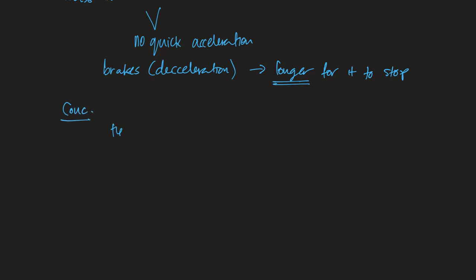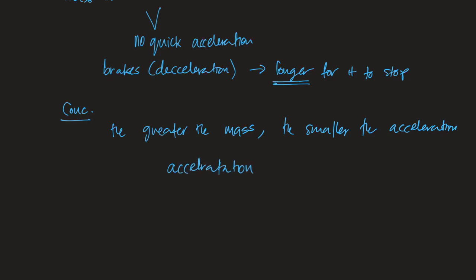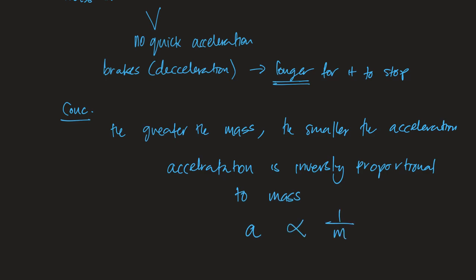So from that, because I know of that mass and the effect it has, the conclusion I can draw is that the greater the mass, the smaller the acceleration. So that means that acceleration is inversely proportional to mass. And how we write that down is that A is directly proportional to the inverse of mass. That's how you say it in words, and this is how we say it mathematically.